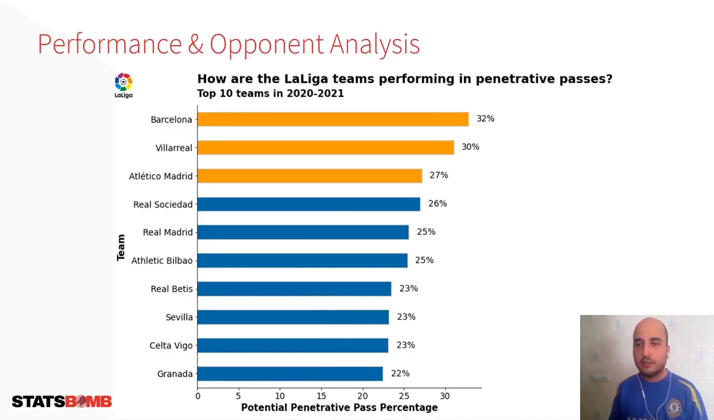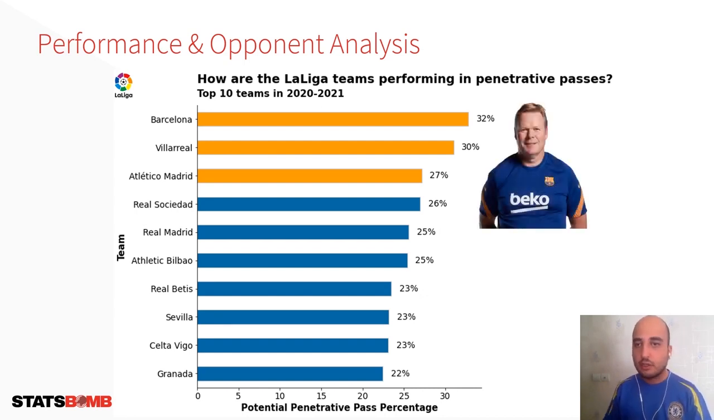We can do the same analysis at the team level. So instead of the player recruitment application, for performance and opponent analysis we can just do the aggregation and look at which teams tend to play penetrative passes compared to the opportunities that they have. Not surprisingly, we have Barcelona on top of our list with 32%, and then Villarreal and Atletico Madrid after them. Maybe we can credit the head coach and the coaching staff for this performance.